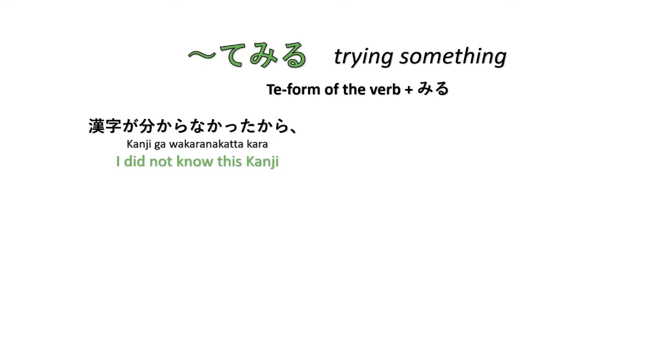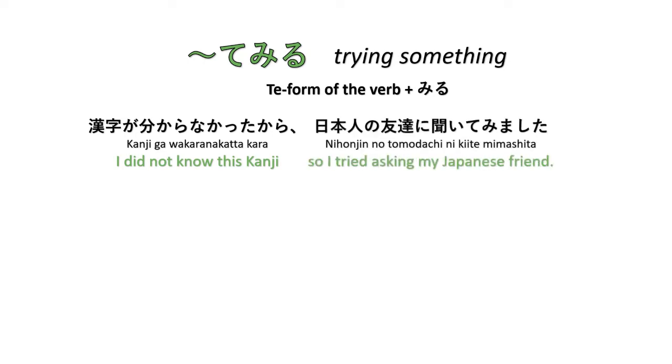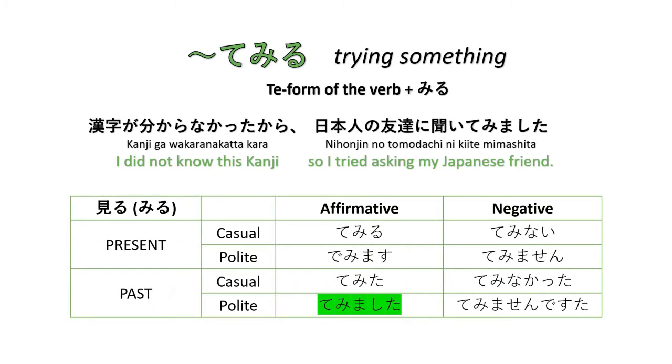For example, we have here: Kanji ga wakaranakatta kara, Nihonjin no tomodachi ni kiite mimashita. I did not know this kanji, so I tried asking my Japanese friend.